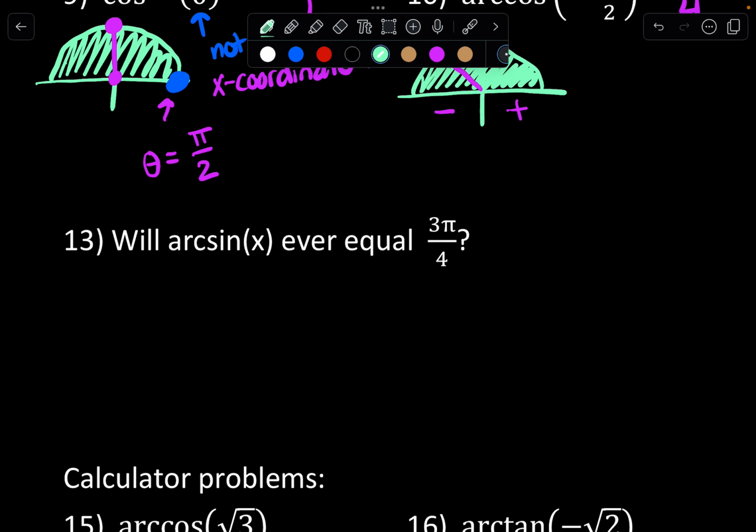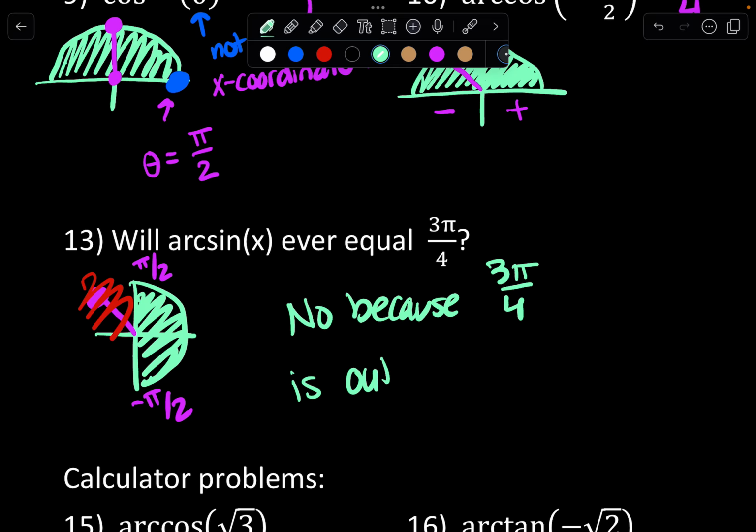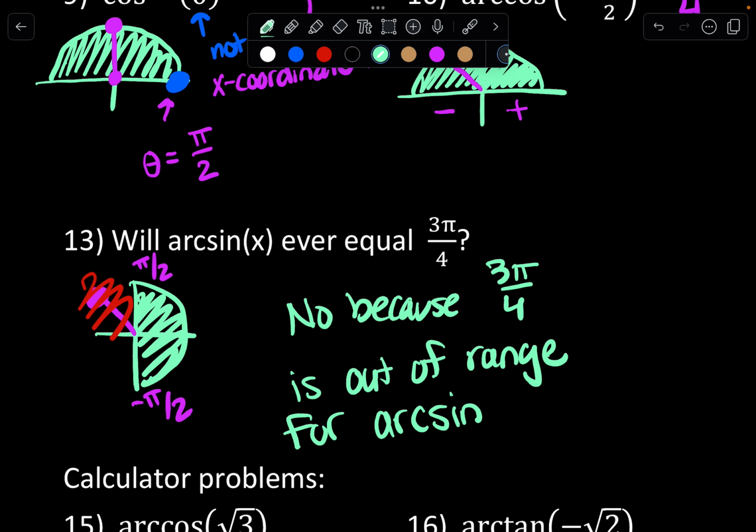Question, will arcsine x ever equal 3 pi over 4? Well, arcsine exists in quadrants 1 and 4. So that means we have positive pi over 2 to negative pi over 2. 3 pi over 4 is in quadrant 2, which arcsine does not exist in, so the answer is no. Because 3 pi over 4 is out of range for arcsine, because the range is only from negative pi over 2 to pi over 2.